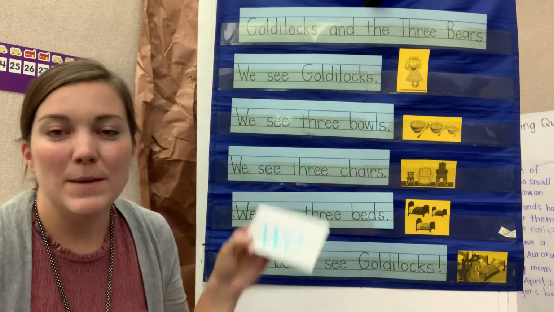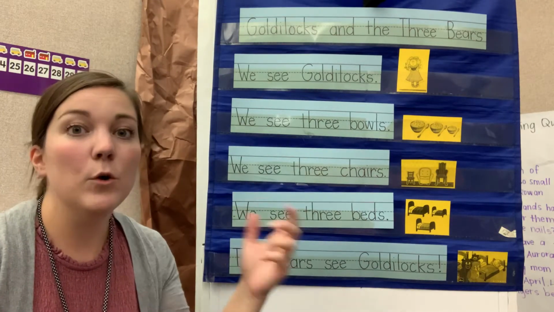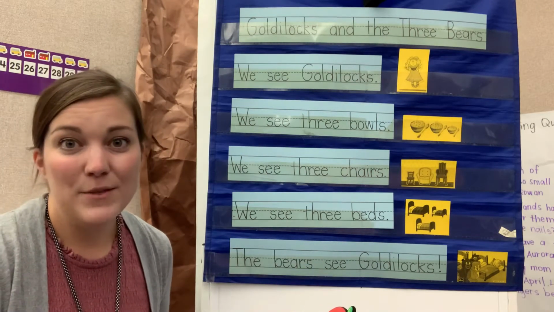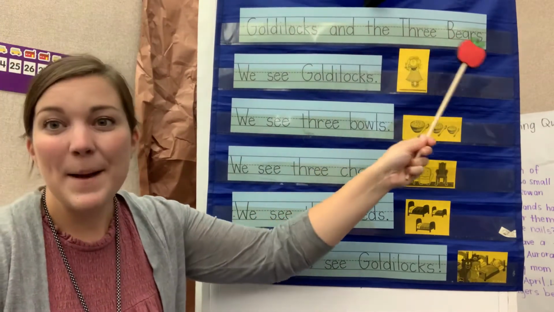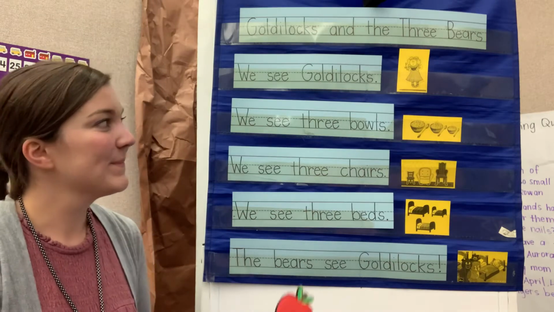This word is going to be in our poem. I'll read the poem first, then we'll look for the sight word and we'll read it together. The title of the poem is Goldilocks and the Three Bears, just like the title of our story this week.